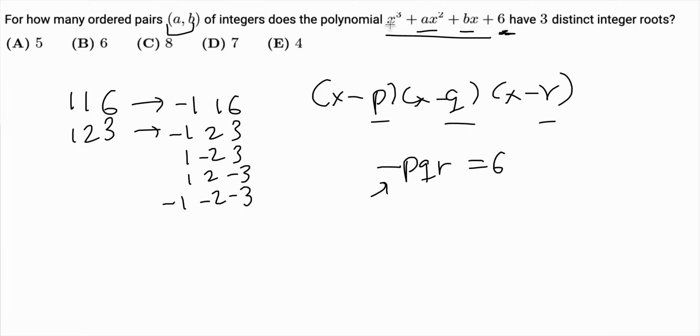They have to multiply to 6 or else it's not going to be this polynomial. And so these are the 5 different combinations. Each of these combinations is going to create an ordered pair, because if we plug them in for p, q, and r, when we multiply them out, it's going to leave some distinct a and b. They can never be the same. And so because of that, this 1, 2, 3, 4, 5 is our answer.